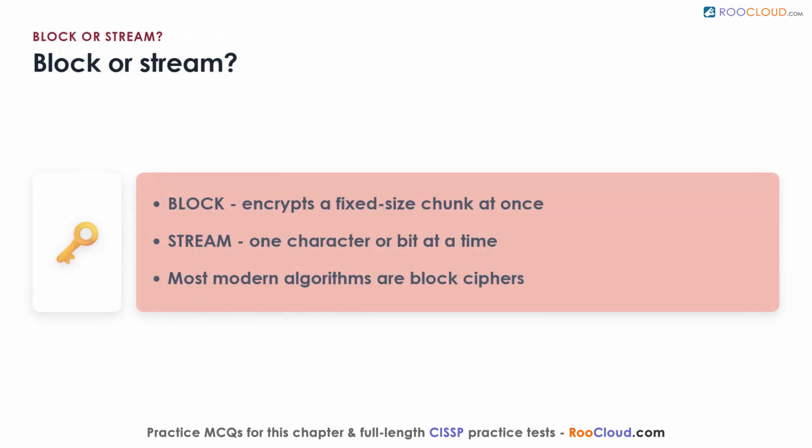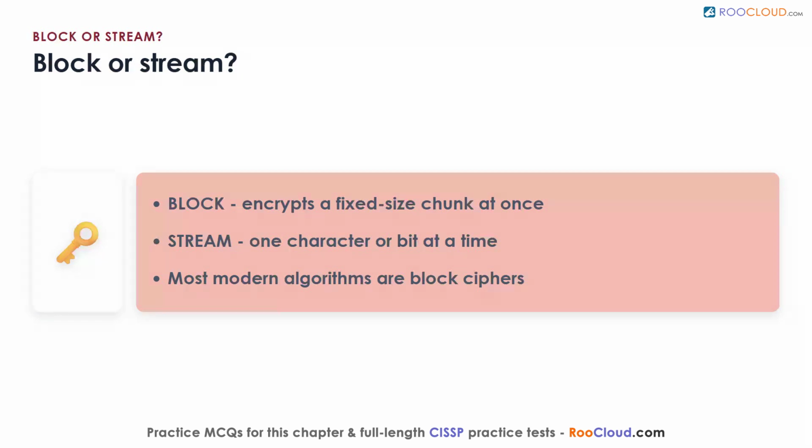Does a cipher work on whole chunks or one piece at a time? This is the block versus stream distinction. A block cipher gathers a fixed-sized chunk of the message and encrypts the entire chunk in one pass. A stream cipher works on a single character or bit at a time, flowing continuously.